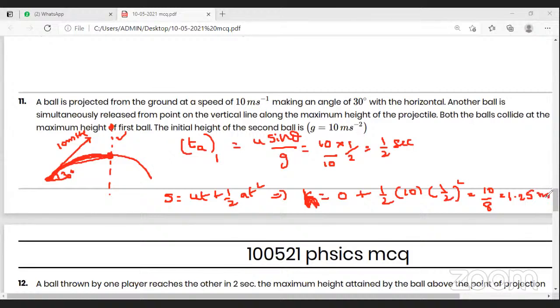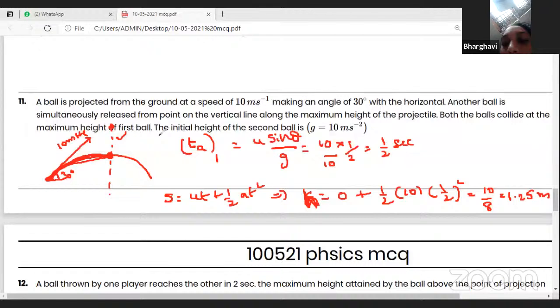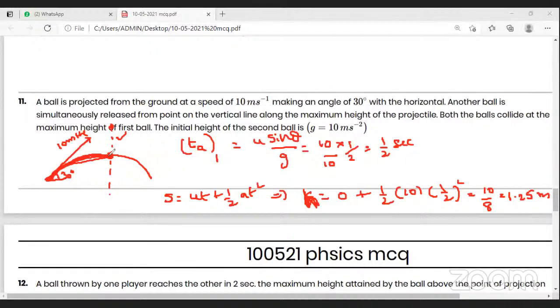So, what is the question? The initial height of the second ball. From this point to this point, it is how much? 1.25 meters. But the question is the initial height of the second ball, so we should measure the height from the ground. That means the maximum height of the first ball also you should know here, no? What is the maximum height of the first ball?